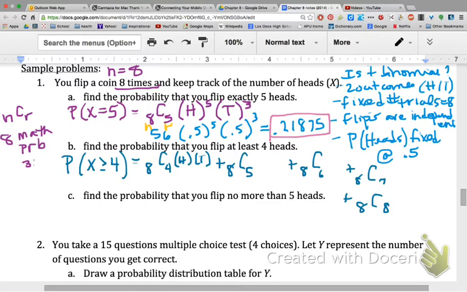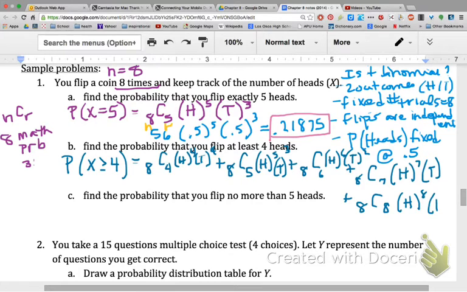On this first term I would want 4 heads, which means there'd be 4 tails. And on this next one I'd want 5 heads, which means there'd be 3 tails. And on this next one I want 6 heads, which means there'd be 2 tails. And on this next one I want 7 heads, which means there'd be 1 tail. And on this last one I'd want 8 heads, which means there'd be 0 tails. And then I'd go back and do the calculations for each one of those and add them all up.